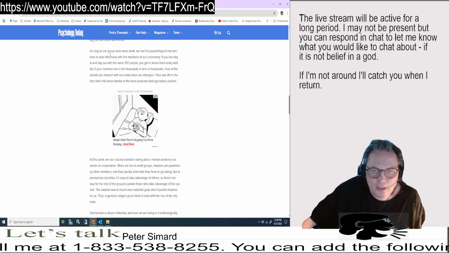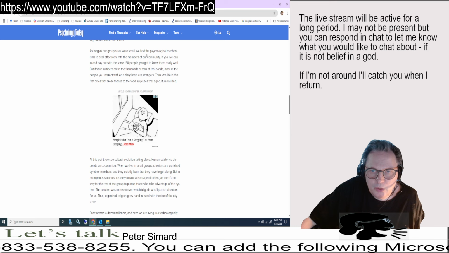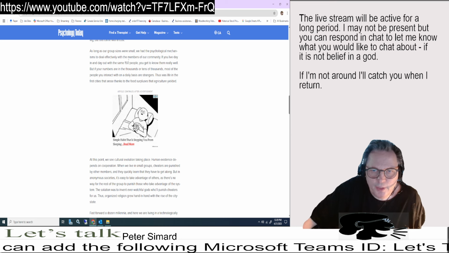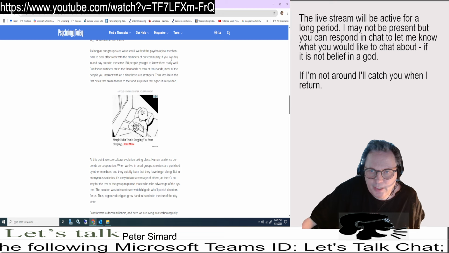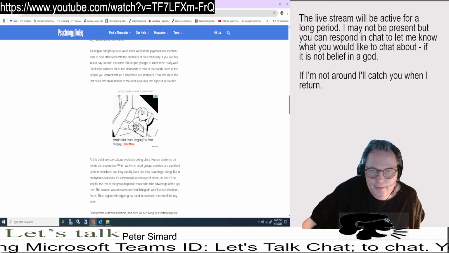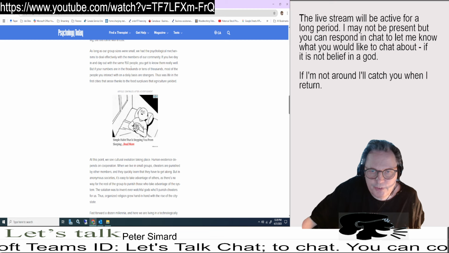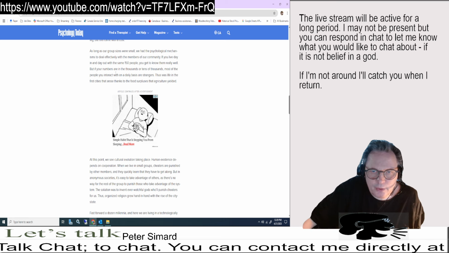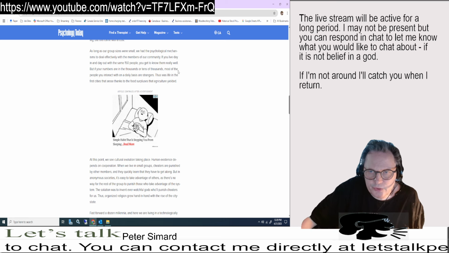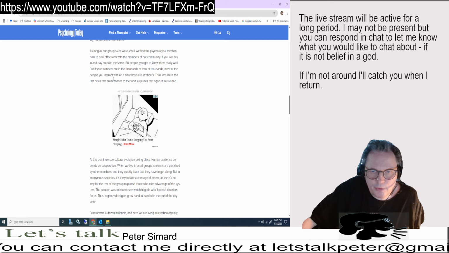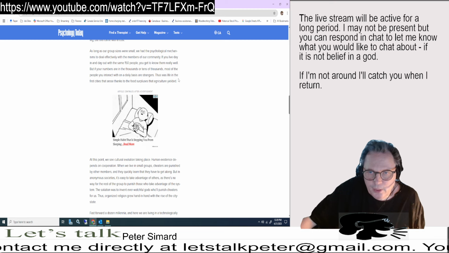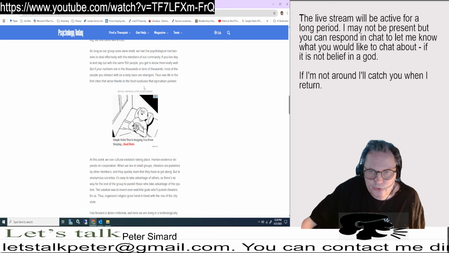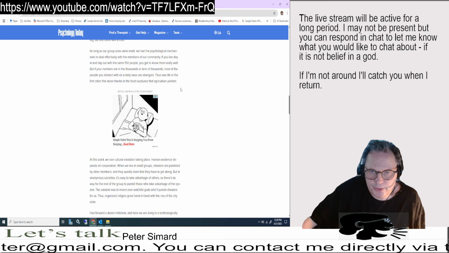As long as our group sizes were small, we had the psychological mechanisms to deal effectively with the members of our community. If you lived day in and day out with the same 150 people, you get to know them really well. But if your numbers are in the thousands or tens of thousands, most of the people you interact with on a daily basis are strangers. Thus was life in the first cities that arose thanks to the food surpluses that agriculture yielded.